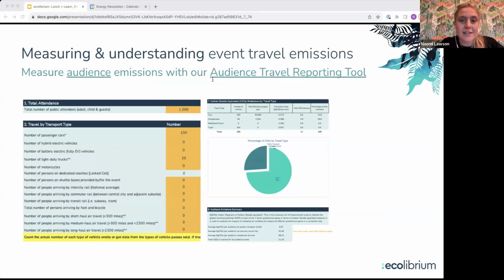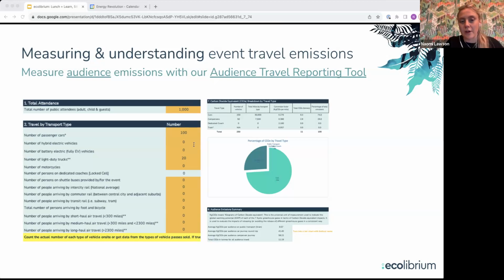So for measuring and understanding your audience travel emissions, we've got the audience travel reporting tool. And by inputting the same simple data, you'll be able to see a clear breakdown of how people are traveling to your event and the associated emissions so that you can find ways to reduce them. So, for example, you might see that a large proportion of your festival goers are traveling by car with a maximum of 2 people per car, say. So then you might look for ways to encourage people to take public transport or incentivize car sharing. That's just one really simple example, just to give you an idea.